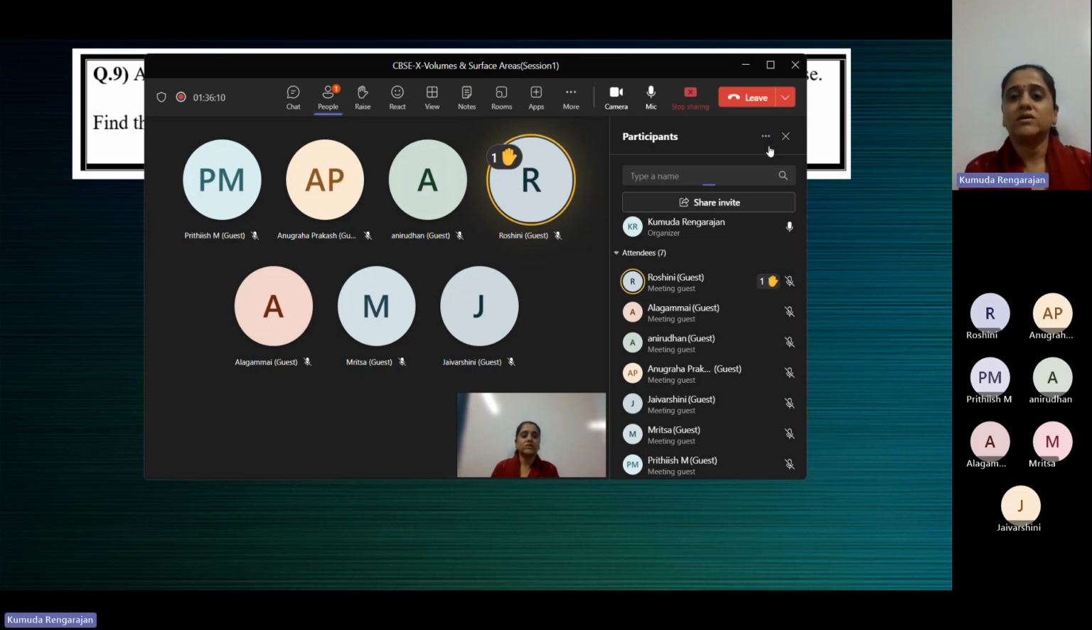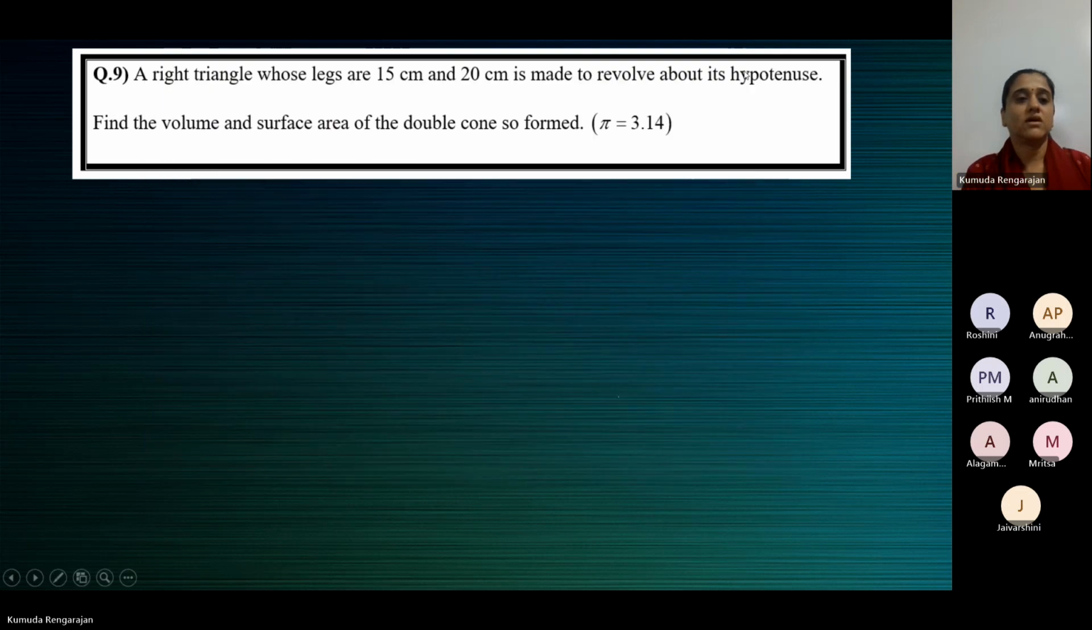Okay, so here the question is, a right triangle whose legs are 15 and 20 centimeters is made to revolve about its hypotenuse. Find the volume and the surface area of the double cone formed. So the volume of the double cone will be the volume of the small cone plus the volume of the big cone.